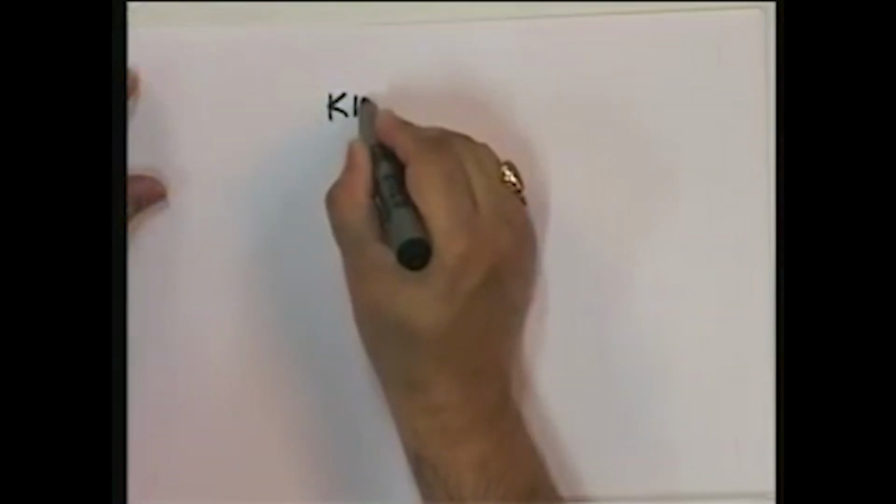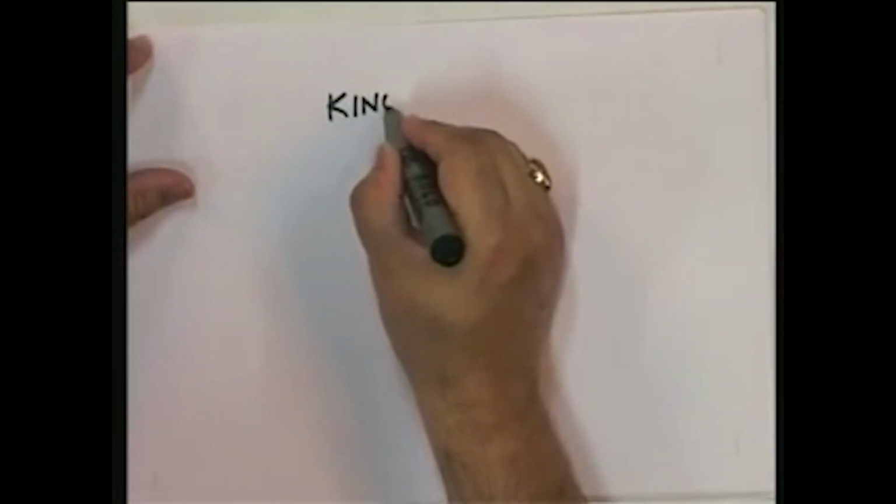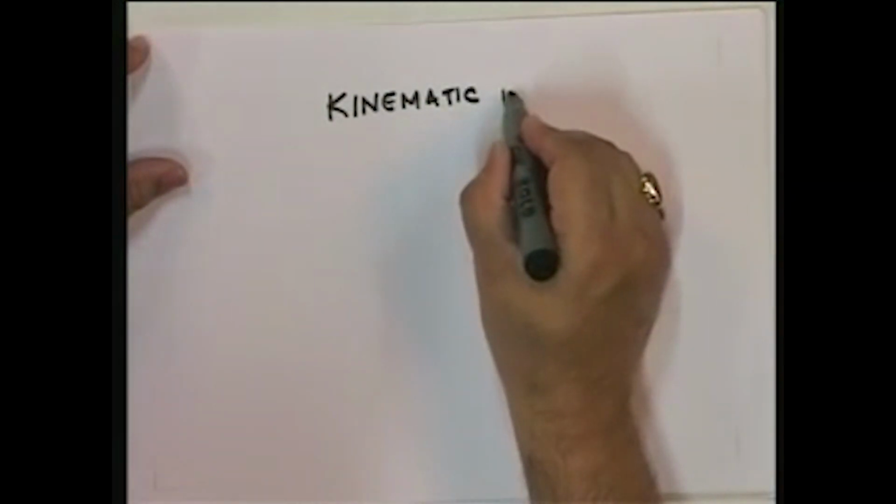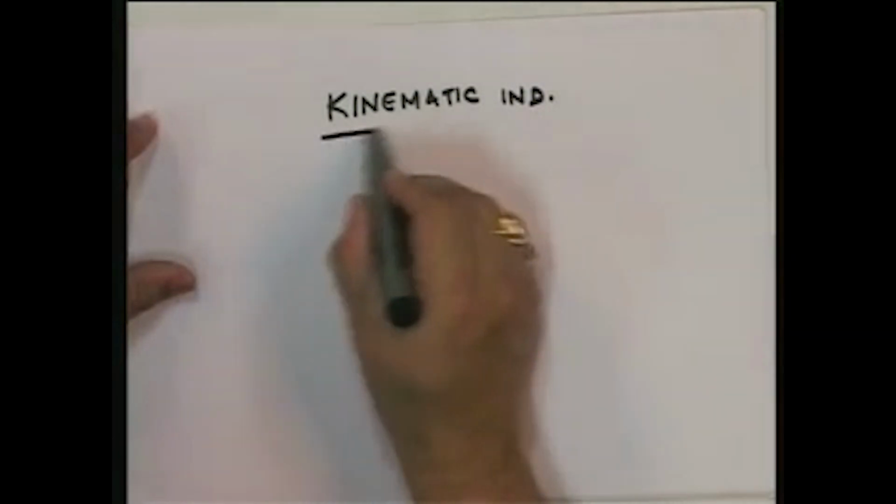Good morning. Today is the second lecture in the series of lectures on structural analysis. In the previous lecture, we discussed how to calculate the static indeterminacy of a structure. Today, we are going to be discussing how to compute the kinematic indeterminacy of the structure. What do we mean by the kinematic indeterminacy?